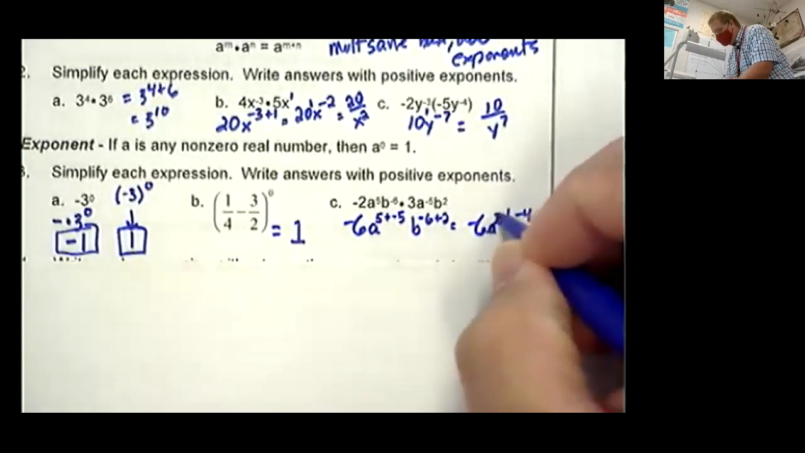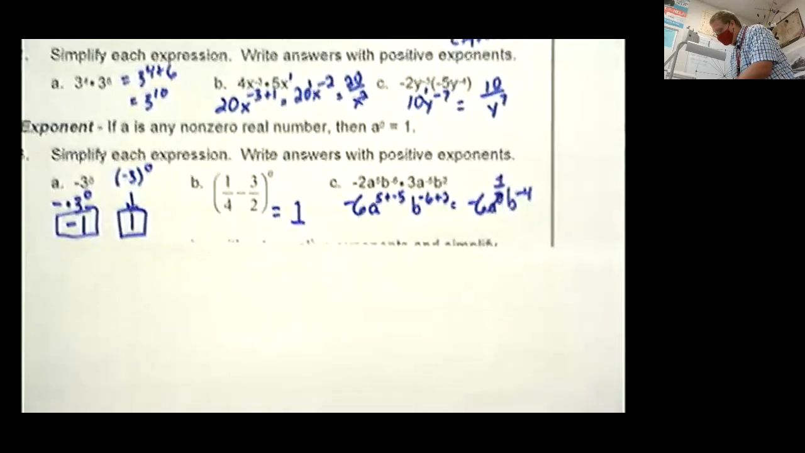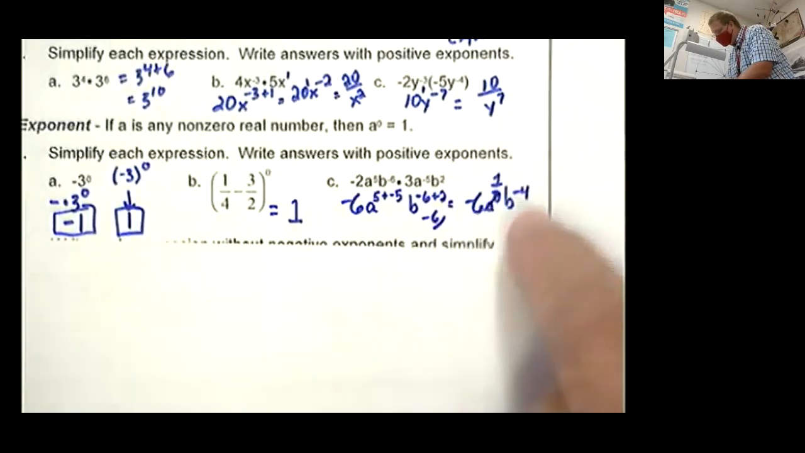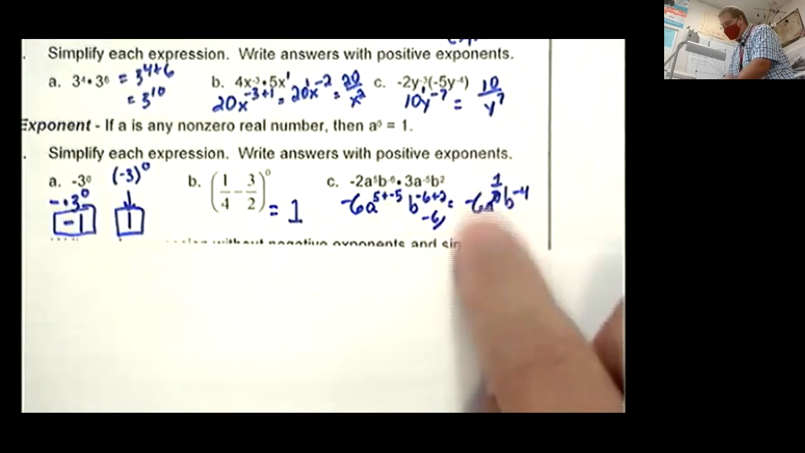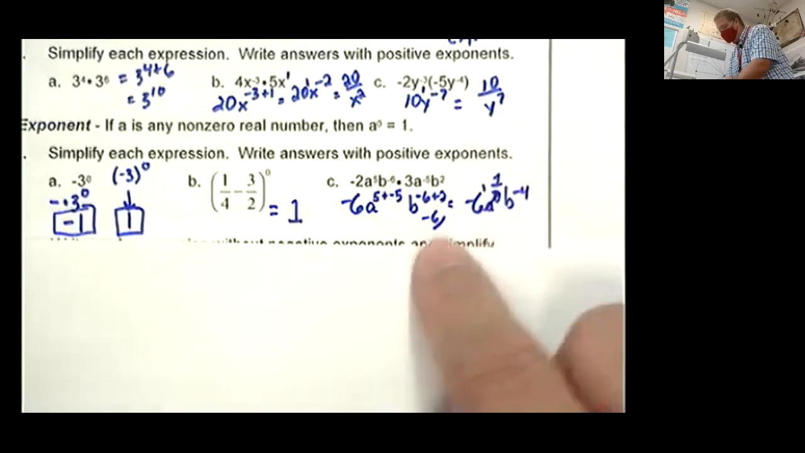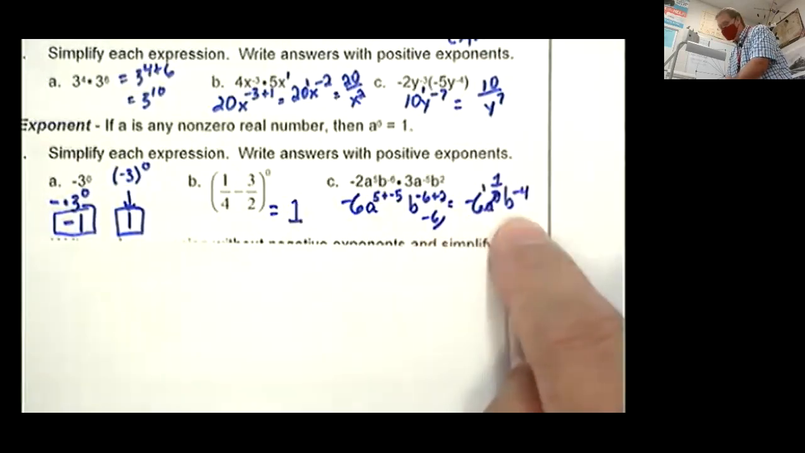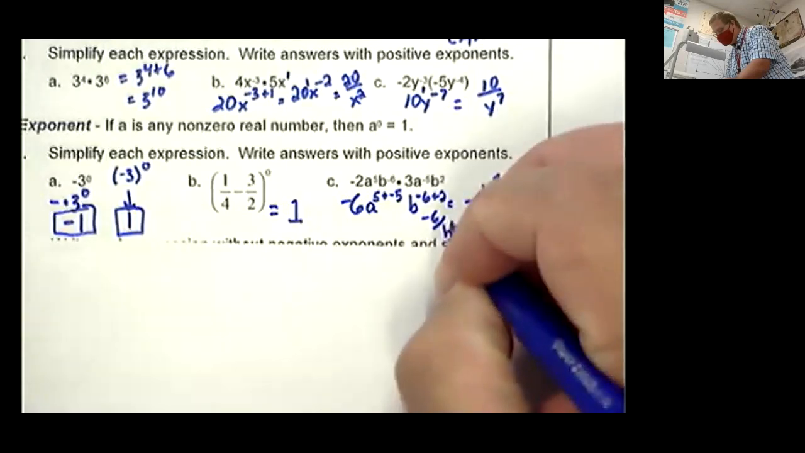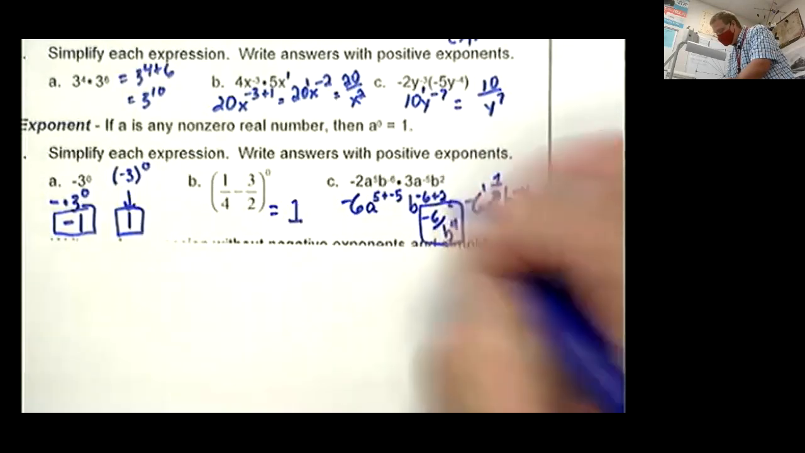A to the 0 goes to 1. And so we're left with -6 in the numerator. B to the -4, again, -6 has an exponent of 1. It stays in the numerator. B to the -4 flips to the denominator. So -6 over b to the 4th.